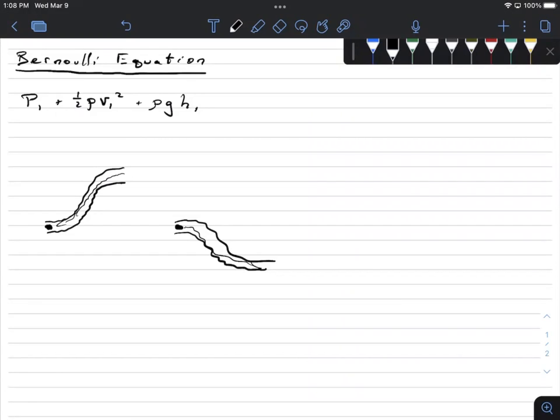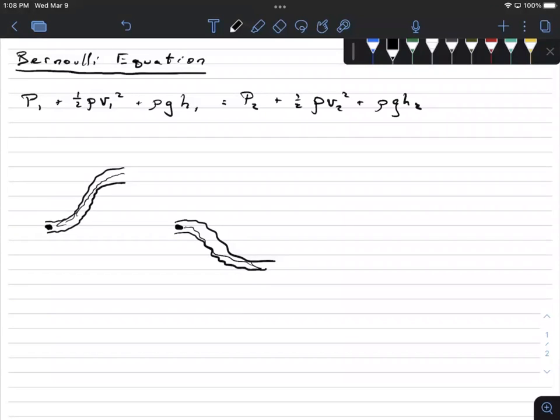Well, anyway, Bernoulli's equation says if you add up all of these terms, all the different terms that deal with the pressure in the fluid, it's constant. So if you look at another location in the pipe system and you look at these three terms at that second location and you add them up, it'll be the same number. So we say P2 plus 1/2 rho v2 squared plus rho g h2.